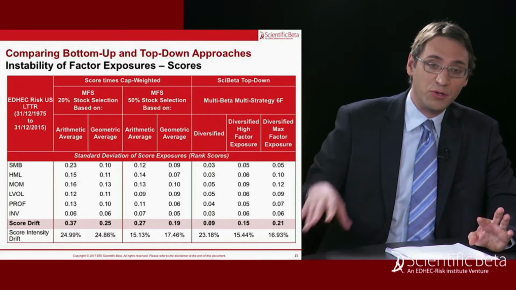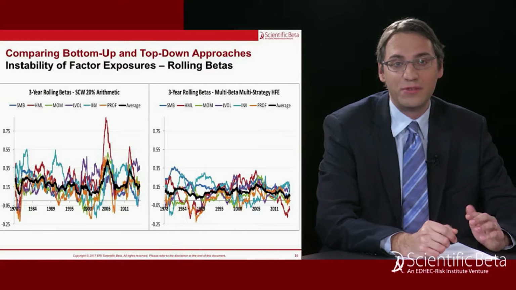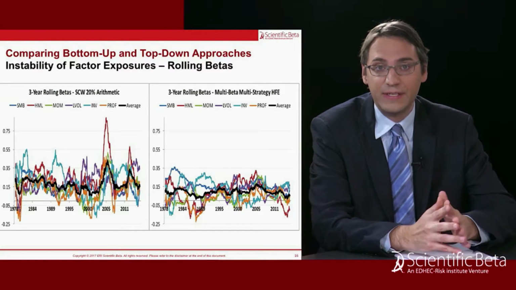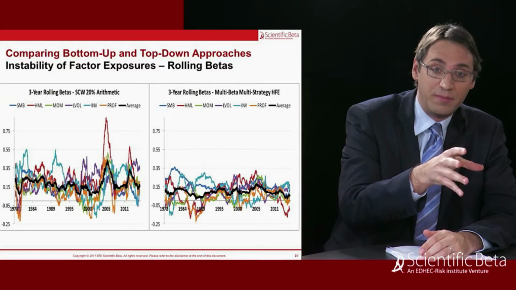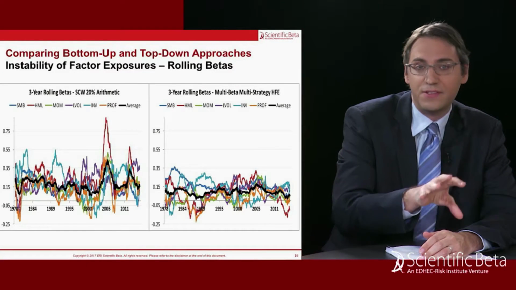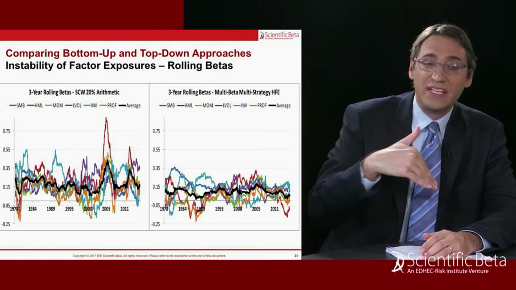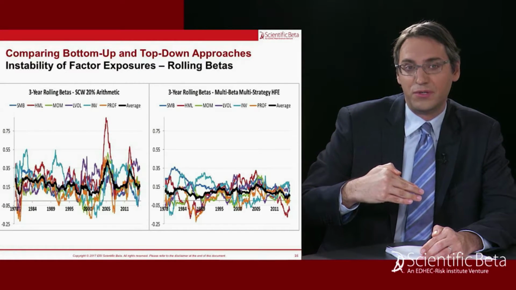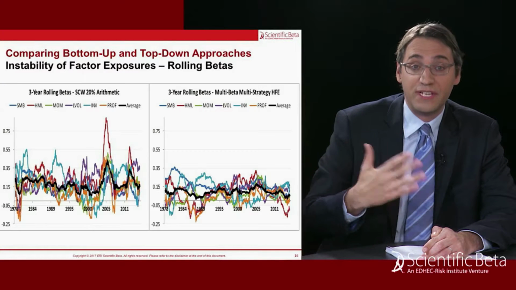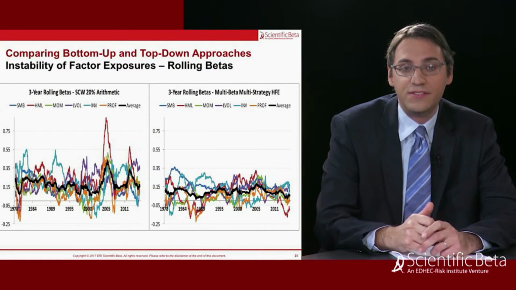It's interesting also to go down to the factor level and look at the variations over time. These are the time-varying factor exposures for a concentrated bottom-up approach on the left-hand side, compared to a top-down approach on the right-hand side. You can clearly see that the variations are much larger in the bottom-up approach. Take the example of the momentum exposure, the green line in these graphs.